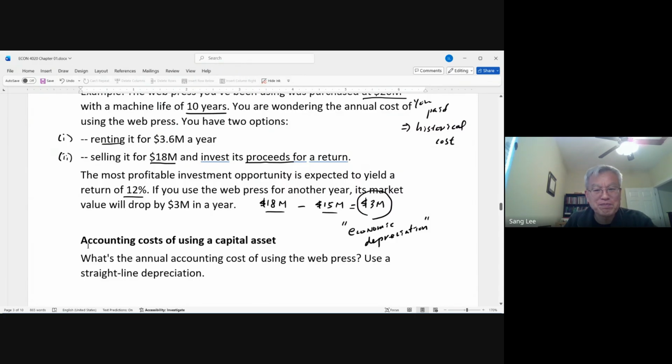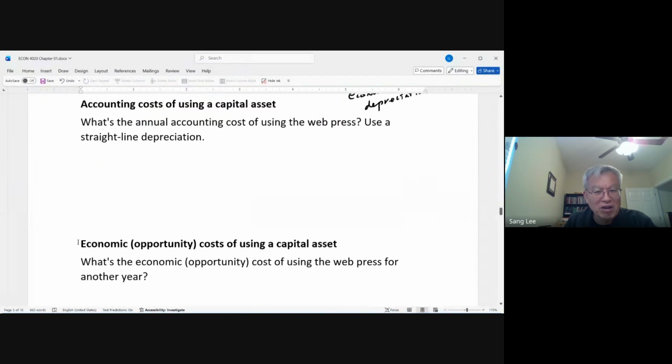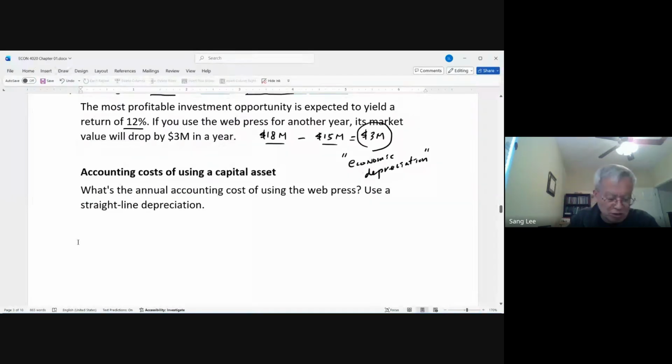So first, in this case, how would your CPA calculate the accounting cost of using a capital asset? Here, it's very simple. We're going to use straight line depreciation. This is the simplest form of accounting depreciation. Straight line depreciation.